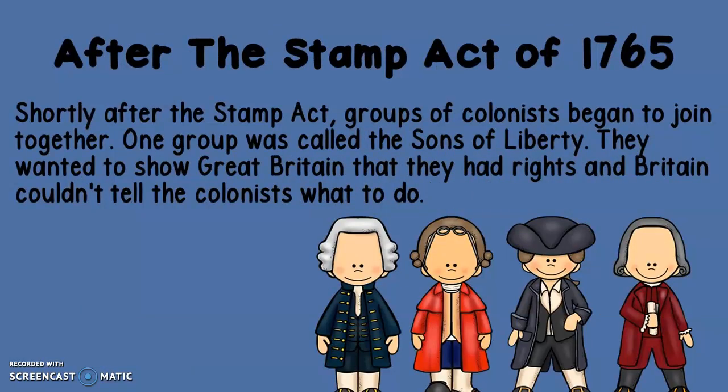So after that Stamp Act, groups of colonists began to join together. One group, and we've talked about them, was the Sons of Liberty. They wanted to show Great Britain that they had rights and Britain couldn't tell the colonists what to do.